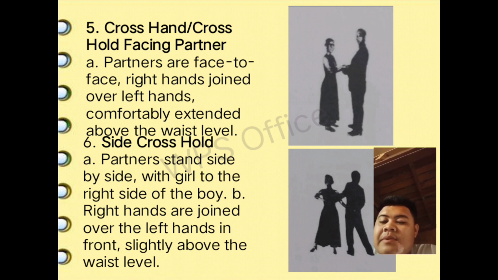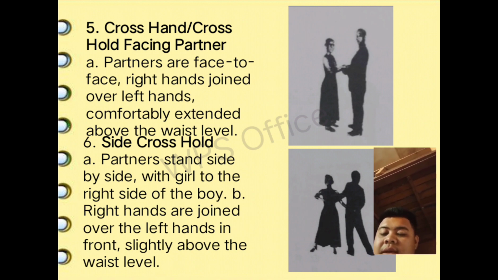Cross hand or cross hold, facing partner. Partners are face to face, right hands joined over left hands, comfortably extended above the waist level. Side cross hold. Partners stand side by side with girl to the right side of the boy. Right hands are joined over the left hands in front, slightly above the waist level.